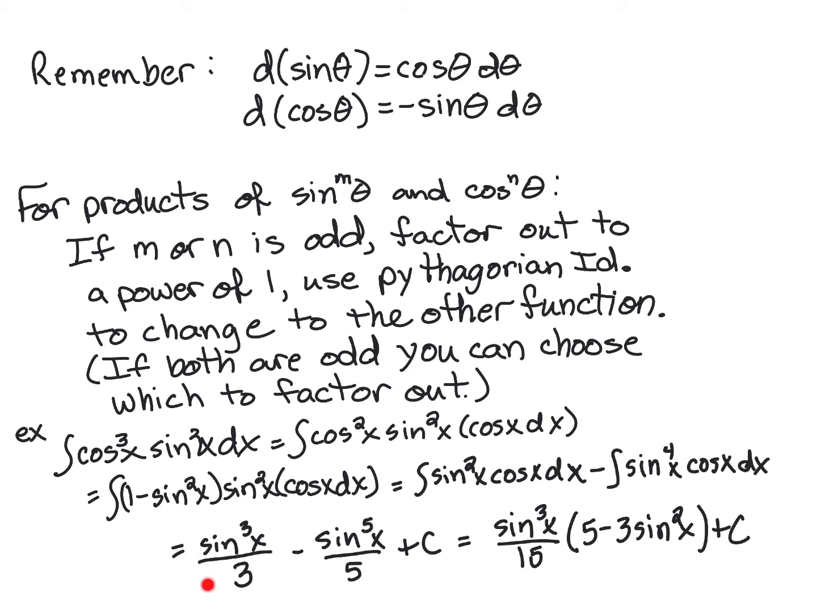I had multiplied this by 5 over 5, so I'm left with a 5. Minus, multiply this by 3 over 3, and there's a sine squared left in that one. Check your work by taking the derivative of this. It's a single product rule here. Instead of doing 2 chain rules, I'm going to do this product rule.